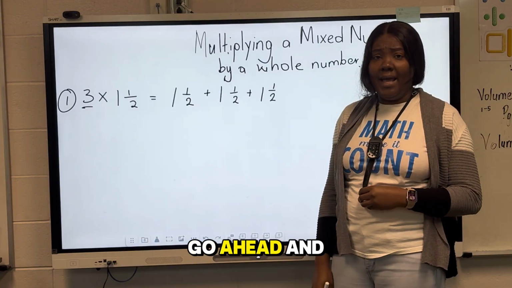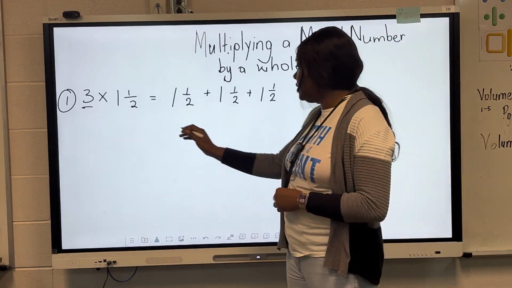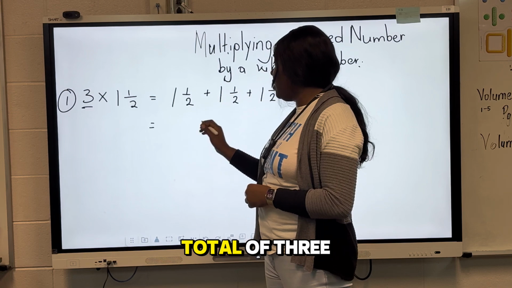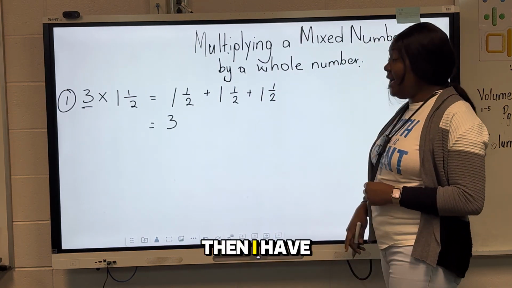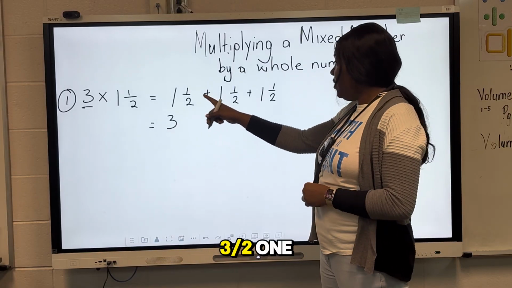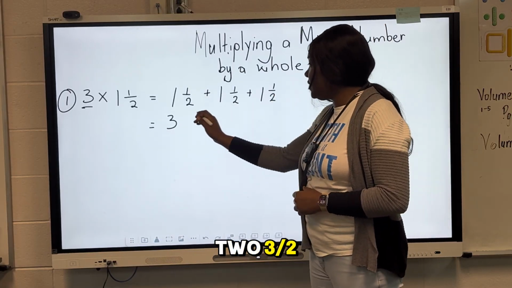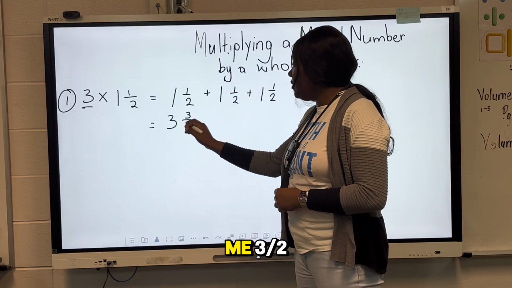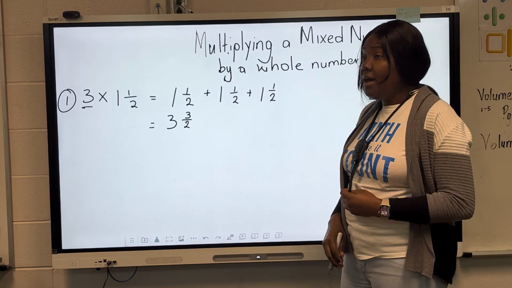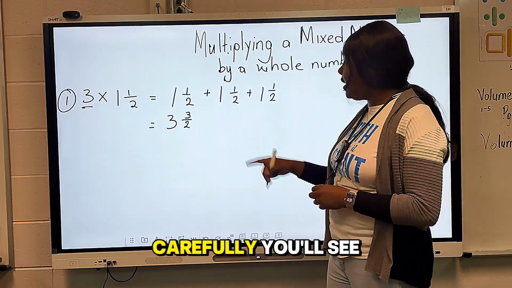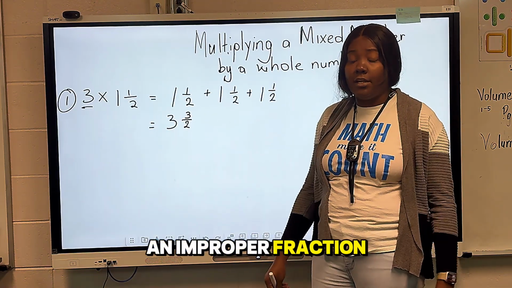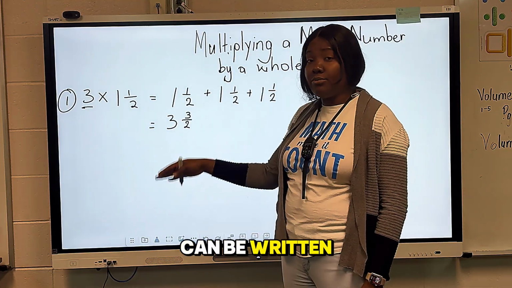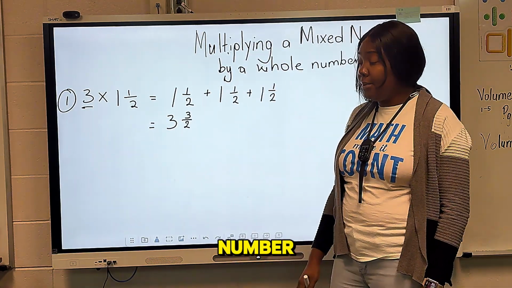I can now go ahead and add my whole numbers. I have a total of 3 whole numbers. Then I have 3 halves. 1, 2, 3 halves. That's going to give me 3 halves. Now boys and girls, if you look carefully, you'll see that 3 halves is an improper fraction, which means it can be written as a mixed number.